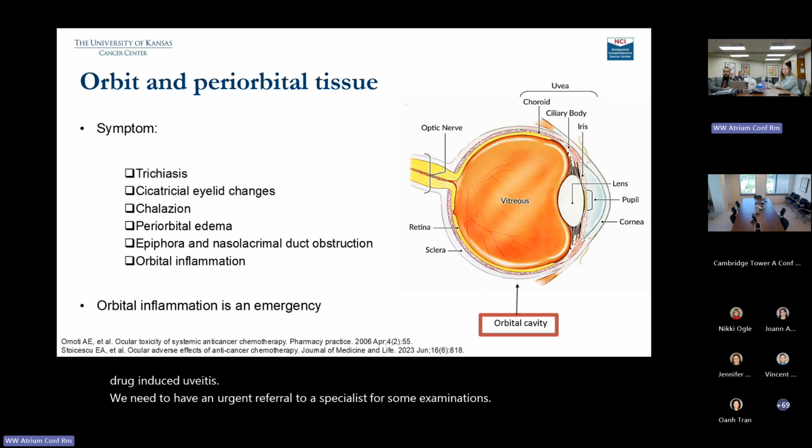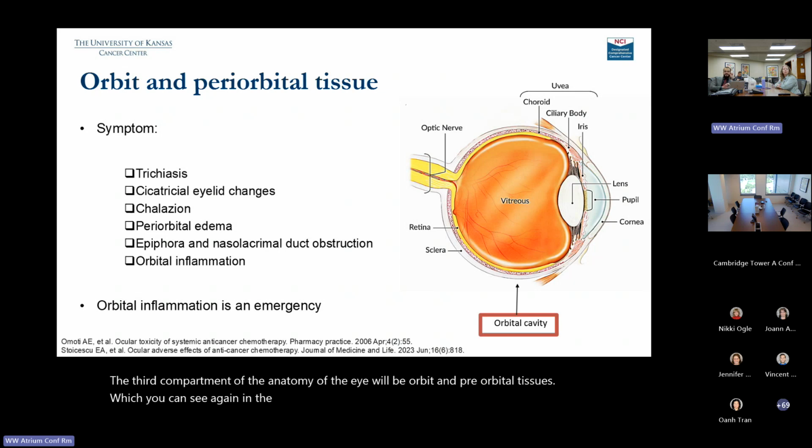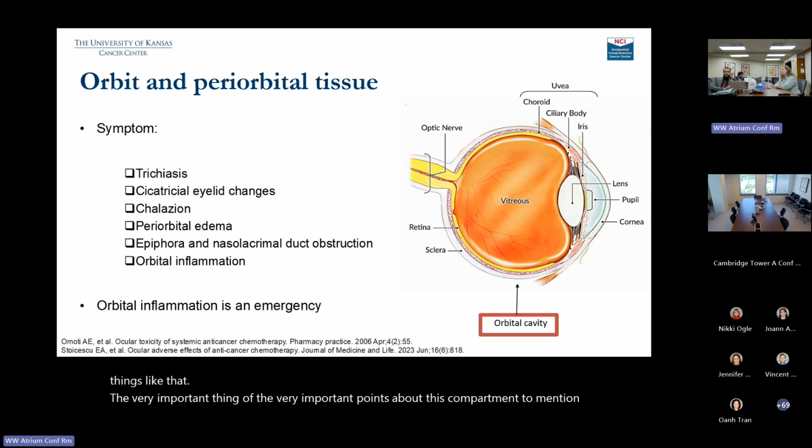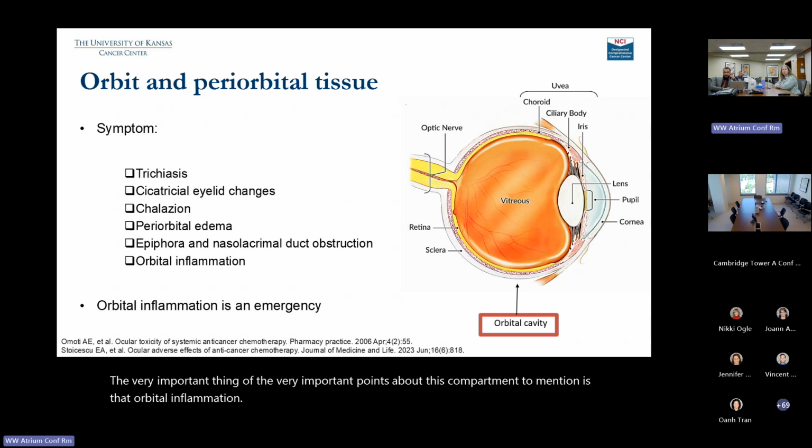The third compartment of the anatomy of the eye is the orbit and periorbital tissues, which you can see again in the picture. The orbit itself is the cavity of the skull which holds the eye, and it is related to alterations of eye appearance, motility, eyelid functions, and things like that. The very important point about this compartment is that orbital inflammation is an emergency.